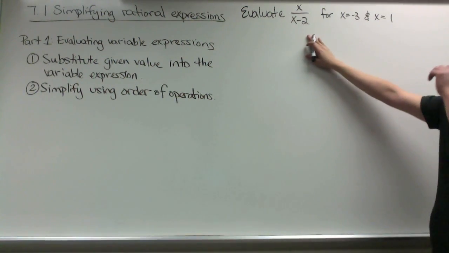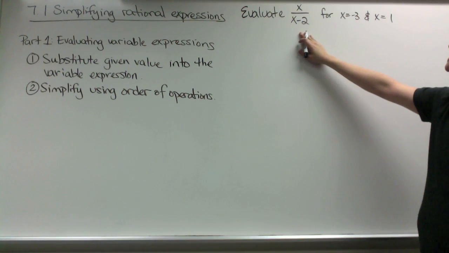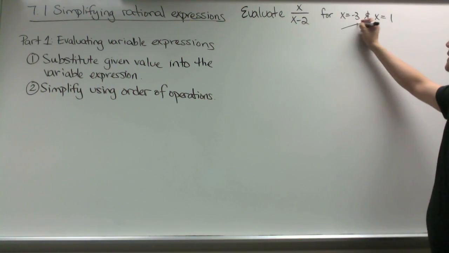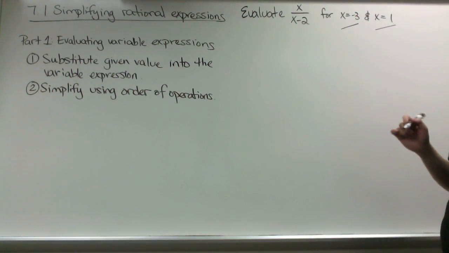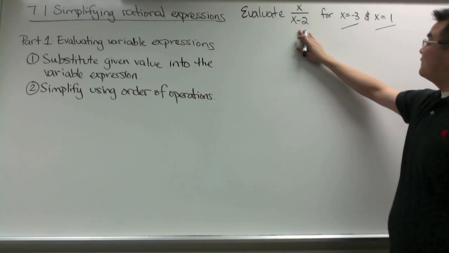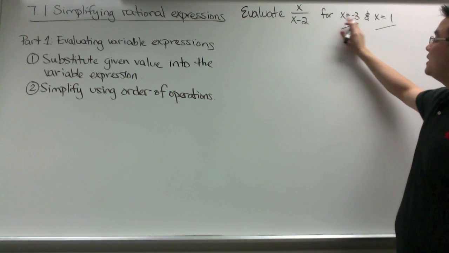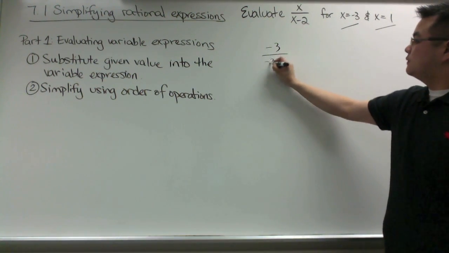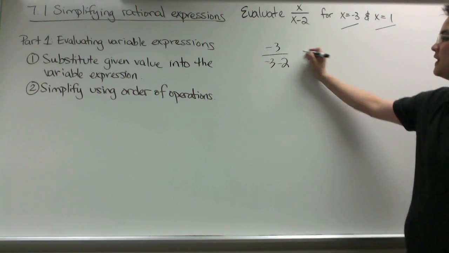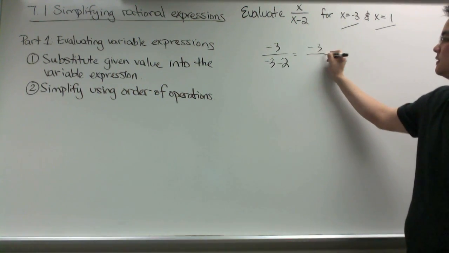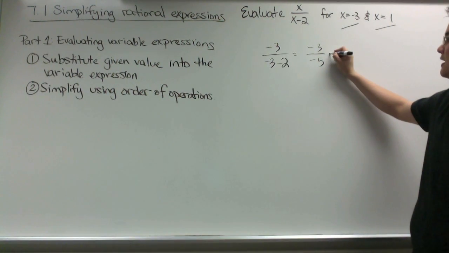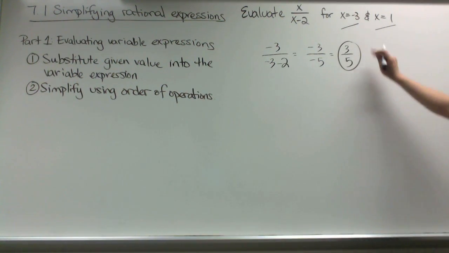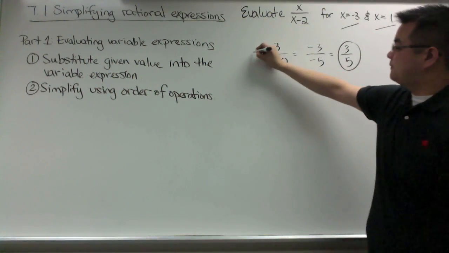So if we take a look at our first example, we have to evaluate x over x minus 2 for x equals negative 3 and x equals 1. In this example, we have two given values, so we're going to end up with two answers. So in our first step, we're going to substitute negative 3 every time I see the variable x. Now we're going to simplify using order of operations, and then simplify the answer to 3/5. So we get 3/5 when you substitute x equals negative 3.